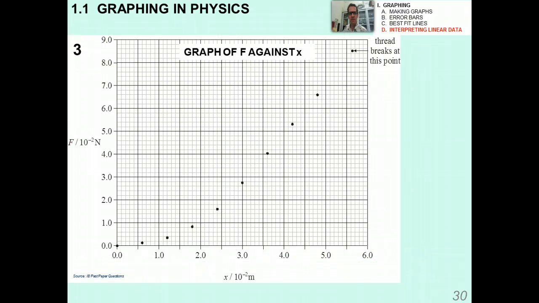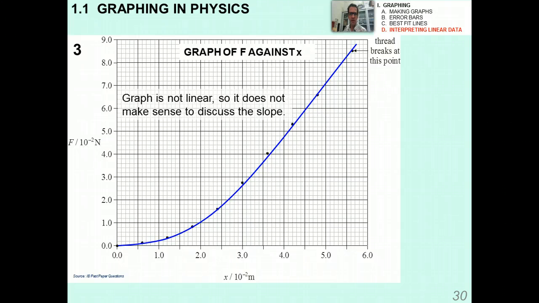Next one. This one's pretty interesting. This is a past paper question of, I believe, a force against distance of a spider web being stretched or something like that. So if you draw your best fit line, it's something like this. That's what I would perceive that to be. This is kind of like the lab we did.